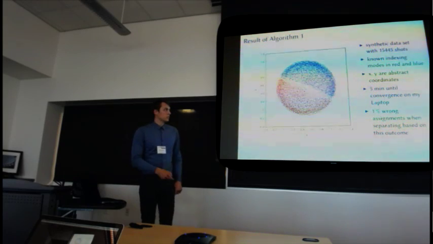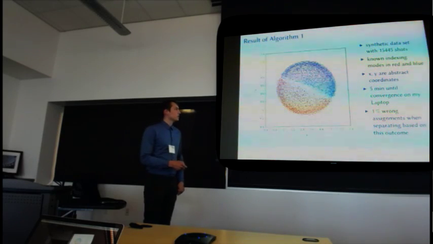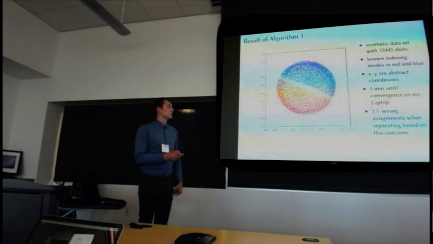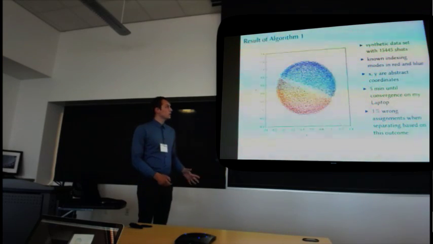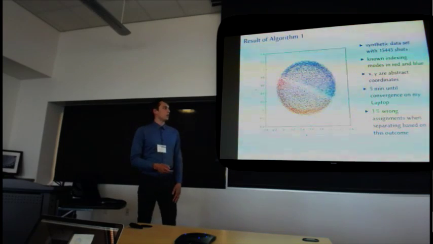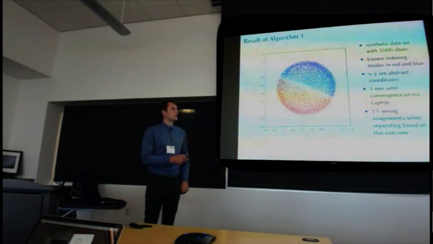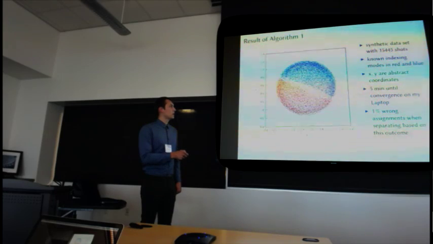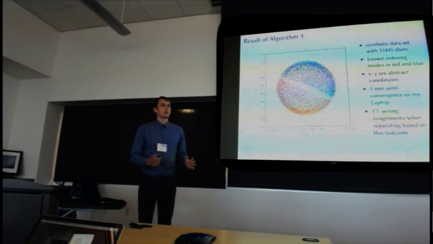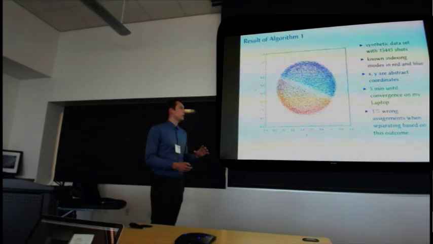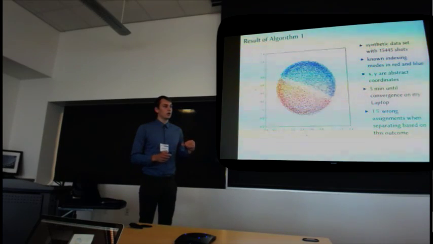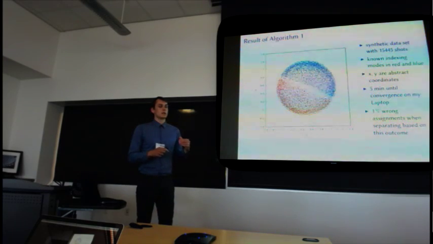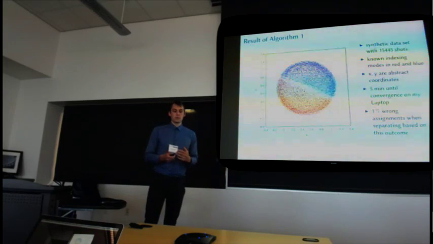And this takes around 5 minutes for those 15,000 shots that we have here. It works up until like 400 shots to some extent, and in this arrangement around 1% were wrongly assigned. So this is simulated data. That's why we can color code each indexing mode. It works just as well for real data, and we tried to have an error in our simulation that is as big as in the real data.